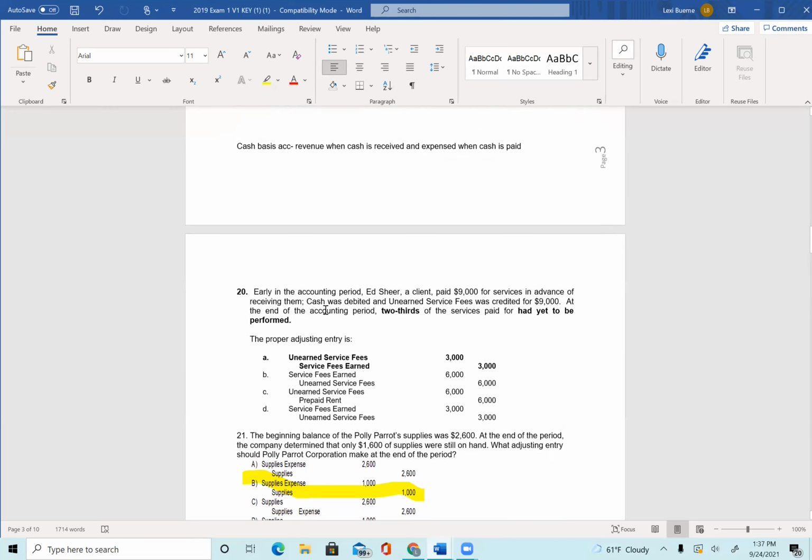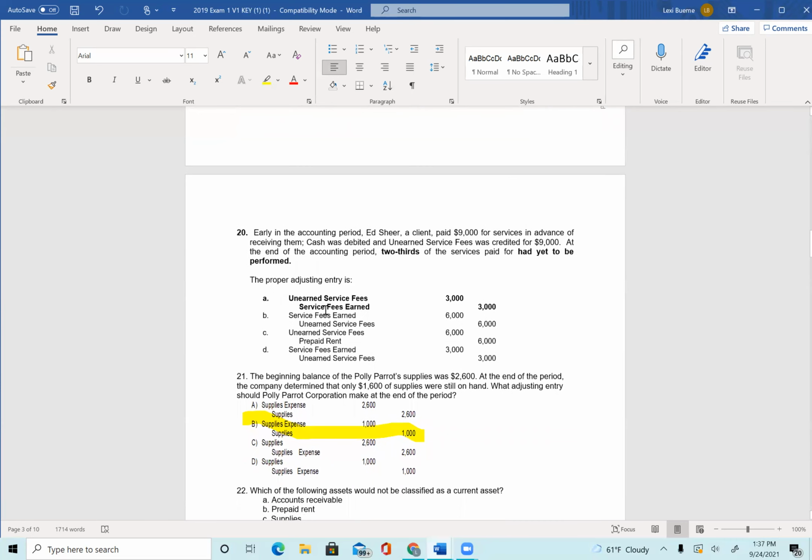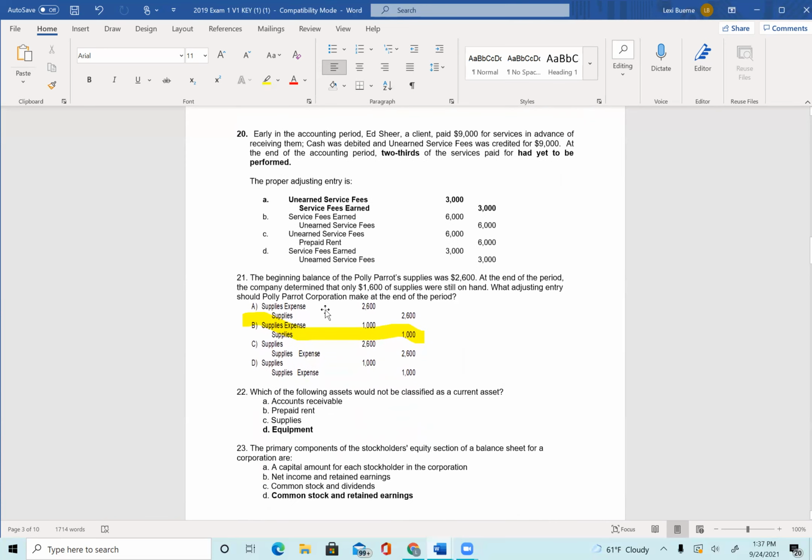Question 20, earlier in the accounting period, Ed Shear, a client, paid $9,000 for services in advance of receiving them. Cash was debited and unearned service fees was credited for $9,000. At the end of the accounting period, 2/3 of the services has not been performed. So for this one, basically, we take 9,000 multiplied by 2/3. You get 6,000, and then you subtract the 9,000 minus the amount that's already paid. So you would get 3,000. And since we credited unearned service fees, we have to debit it to reverse it out. And then we earned the service fees. That's going to go there.